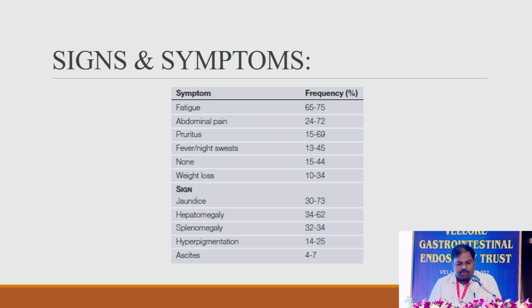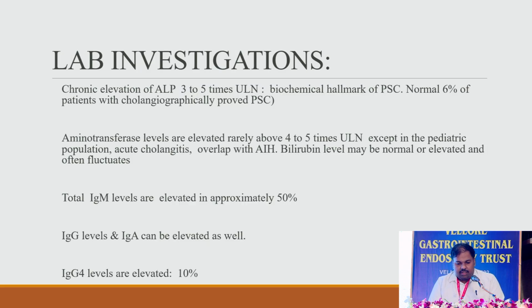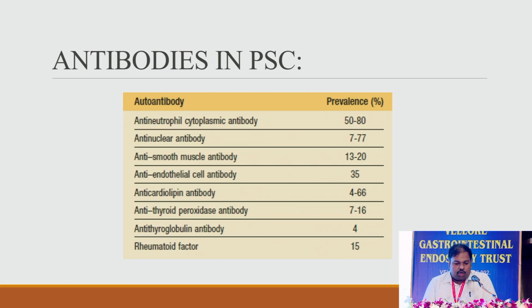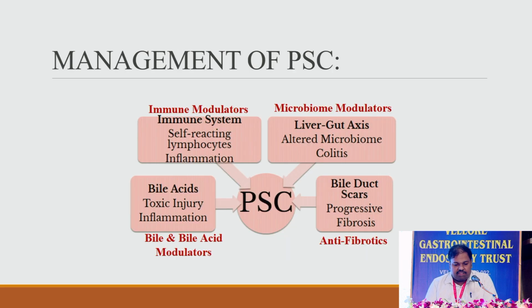And the signs and symptoms are similar to primary biliary cirrhosis. They are mostly the prodromal symptoms, that is fatigue, abdominal pain predominates, and other signs like hepatomegaly, splenomegaly can also be present in around 30 to 60%. In the lab investigation, usually the alkaline phosphatase is elevated more than 3 to 5 times, and there is a predominant increase in the IgG levels and IgM levels. And autoantibodies like ANCA, ANA, AMA all can be present. The anti-neutrophilic cytoplasmic antibody is usually present in around 80% of the patients with PSC.